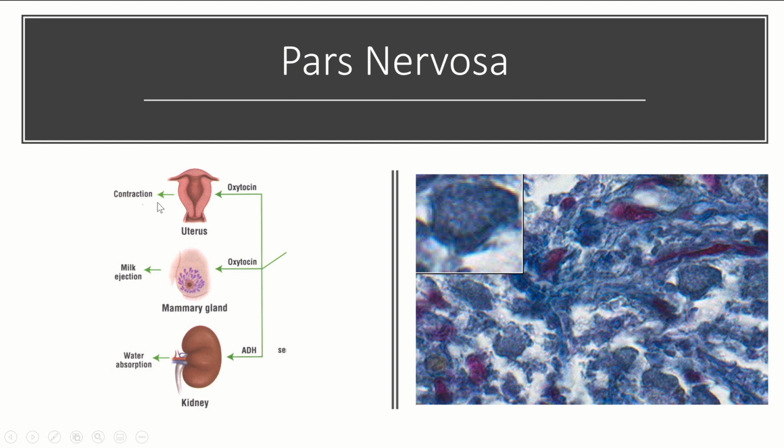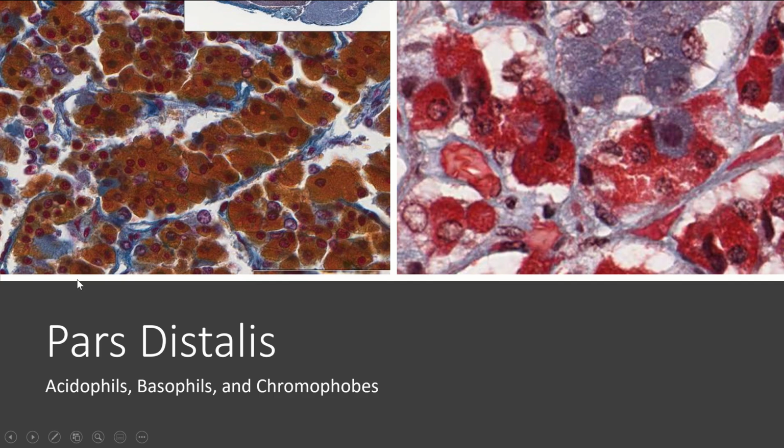Okay, and remember that's oxytocin that it's making, so uterine contraction, milk letdown, so milk ejection, and then ADH, antidiuretic hormone, that's for water absorption. And what I mean by water absorption is reabsorption back into the body, right? So it allows you to concentrate your urine so you can save that water in your body.